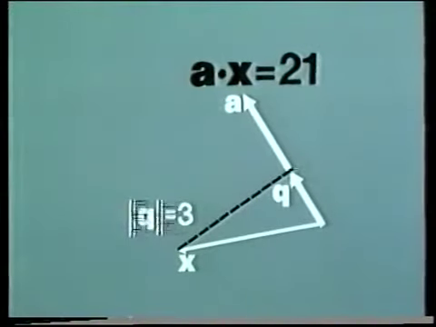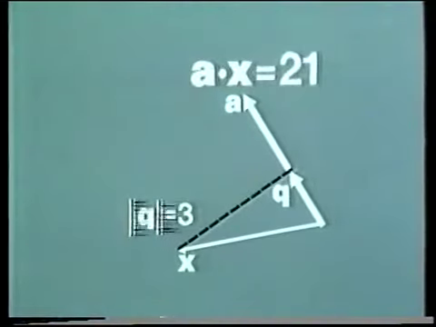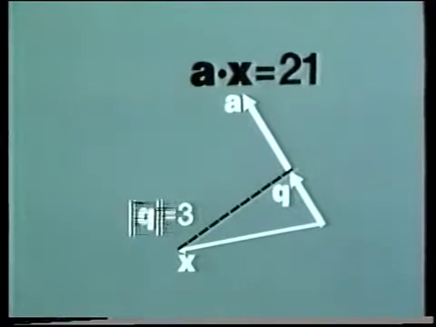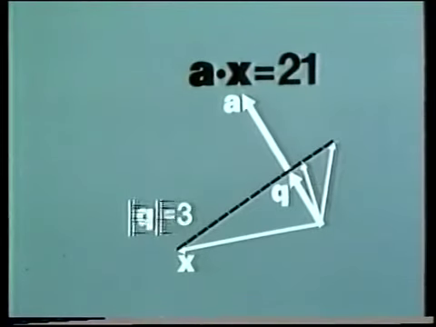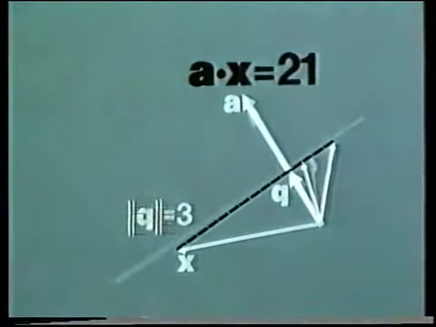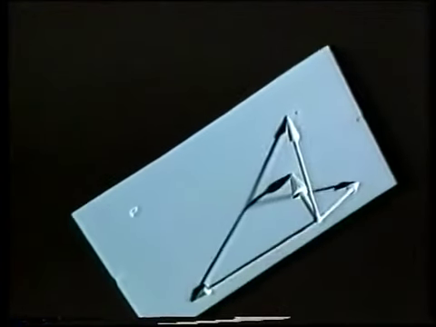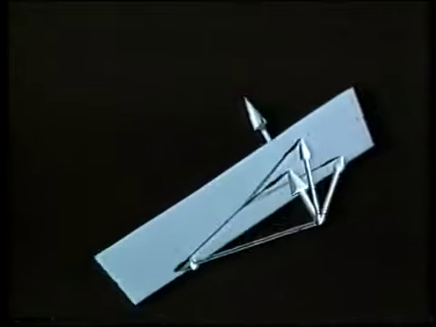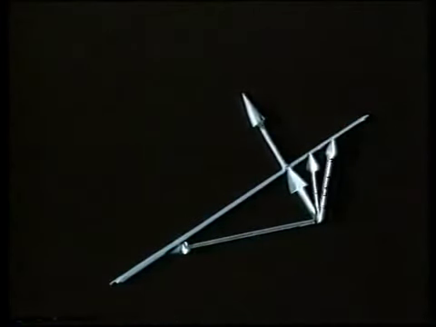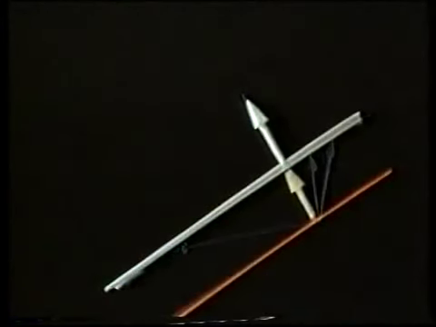So any vector x which satisfies the equation a dot x equals 21 must have a projection onto a of length 3. Can you see that the solution set lies on the plane P at right angles to A? So this plane must be parallel to the homogeneous solution represented by the plane H.